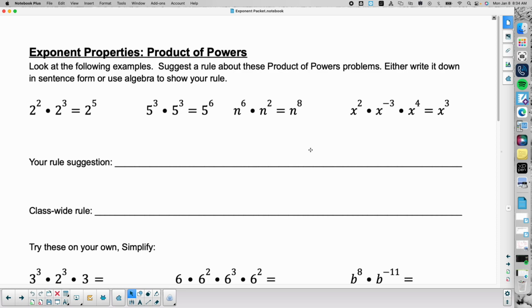Today and probably in the next couple days is to kind of work with the properties of exponents that deal with multiplying.